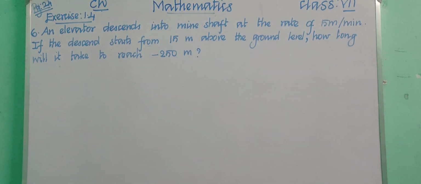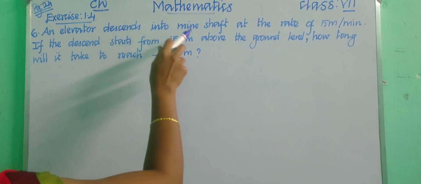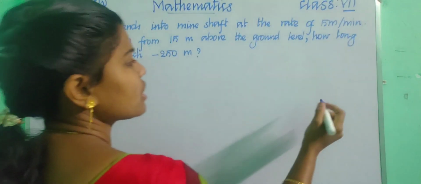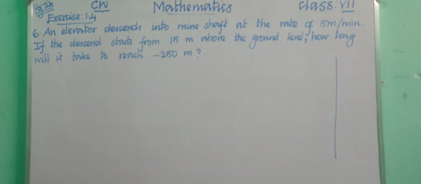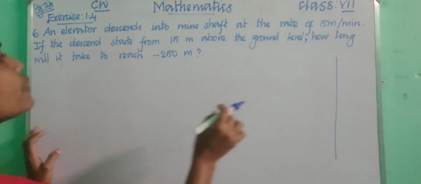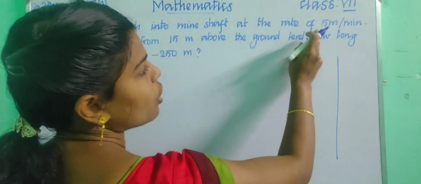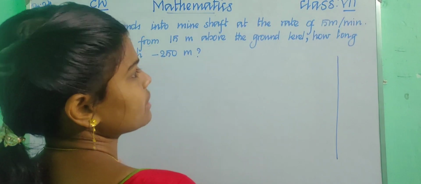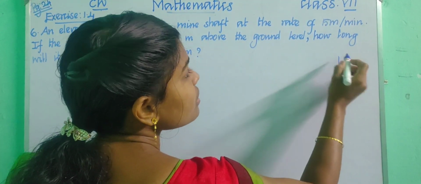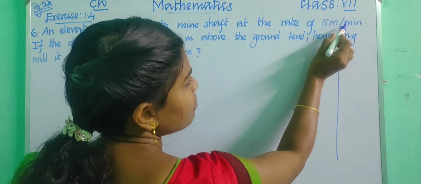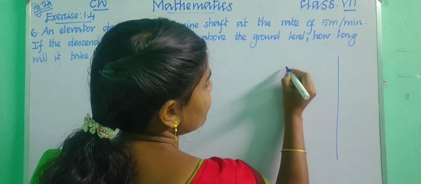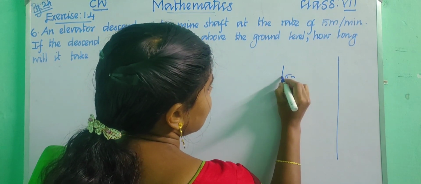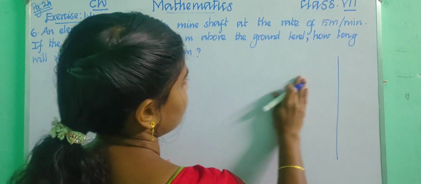An elevator descends into a mine shaft, okay children. Mine means churangam, you know, right. Elevator means we can consider it as a lift. So the lift descends into a mine shaft at the rate of 5 meters per minute. For every minute it is moving 5 meters. For the first minute it moves 5 meters, the second minute it has moved 10 meters. Likewise it is moving.